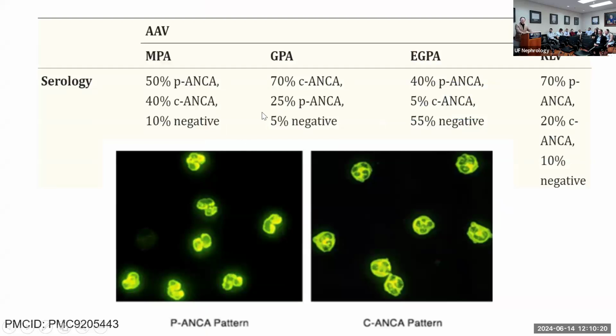So when I was in medical school, I tried to remember by heart: if you have MPA, you want to see a P-ANCA, and GPA, a C-ANCA. But in real life, that's not the case.